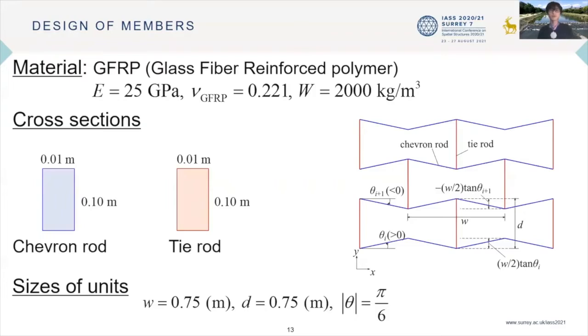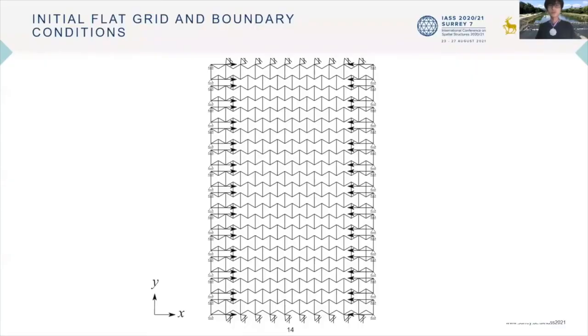In this study, we use GFRP, glass fiber reinforced polymer, as the material of members. The cross-sectional height and width of all members are constant. The sizes of units are shown here. The normal angle theta is pi over 6. This is an initial flat grid of an ABAG.